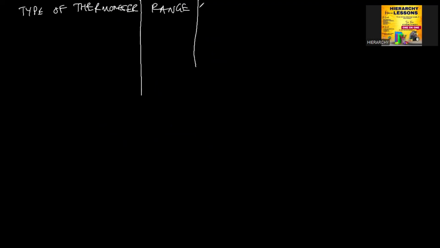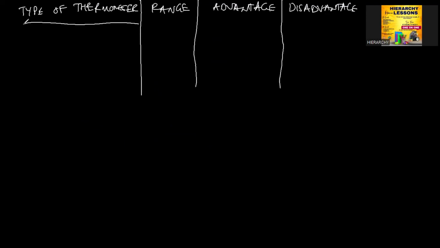So we have the range, and then we have the advantage. When we're introducing the topic, we look at the advantage, but also the disadvantage. So it's a 4 column table like this.